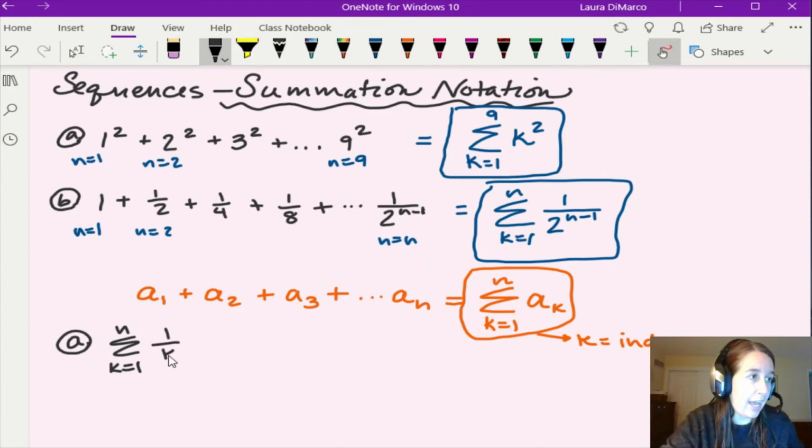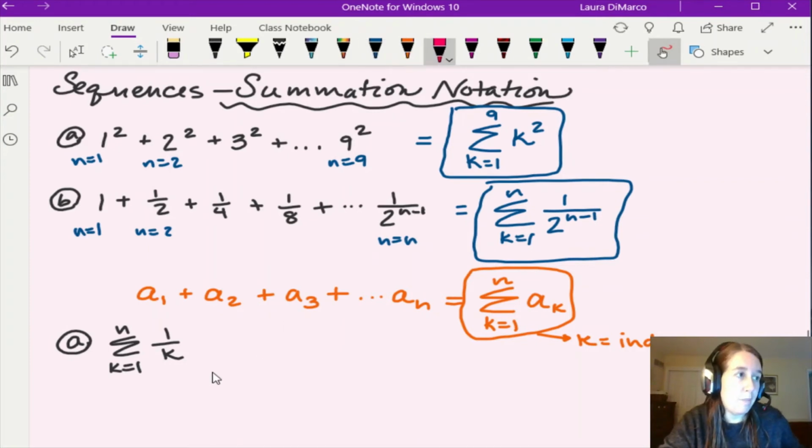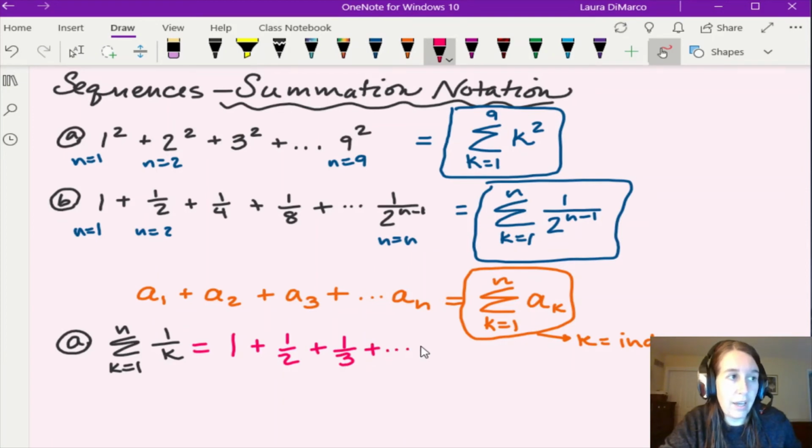All right, so for example, if we're given the sum from k equals 1 to n of 1 over k, okay, this is what we're given, then we could expand this out, okay, and we would say, well, k equals 1 to begin with, and then 2, 3, 4, etc., all the way to n. So this sum, this is what it means. 1 over 1, so that's 1, plus 1 over 2, plus 1 over 3, plus all the way to 1 over n. Okay, so that's defining the sum.